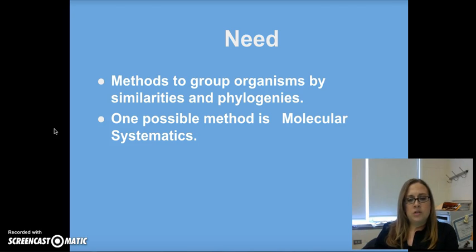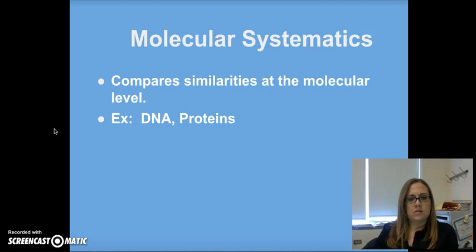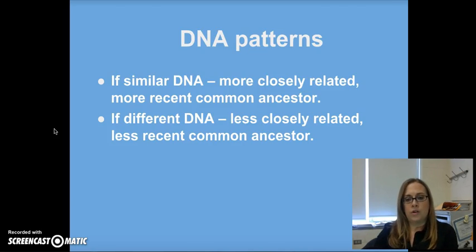One way to do this is through molecular systematics. This is when you're comparing similarities at the molecular level. So you're looking at DNA and proteins as opposed to just a morphological overview of individuals. This allows us to look at different patterns within the DNA. If you have really similar DNA, then you can assume that the individuals or species you're looking at are more closely related, and they have a more recent common ancestor.